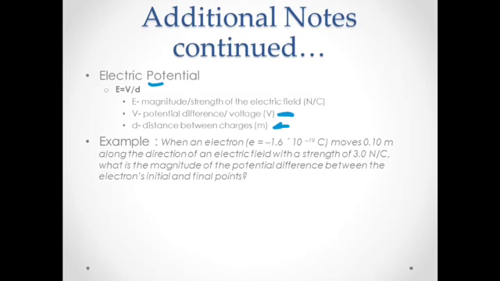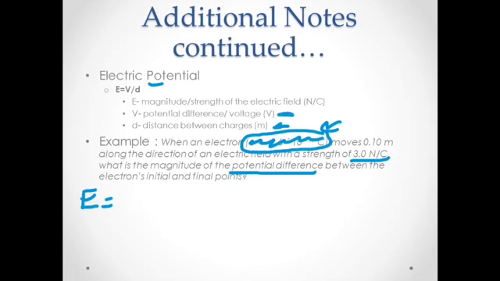So for example, we have a problem down here: when an electron, and this is the charge of one electron, negative 1.6 times 10 to the negative 19 coulombs, moves 0.1 meters along the direction of an electric field with a strength of 3 newtons per coulomb. What is the magnitude of the potential difference, also known as voltage, between the electron's initial and final points? So this piece of information about the electron, that's just extra information. You don't need to know it, because we know the strength of the electric field. It gives that to us right here with 3.0 newtons per coulomb.